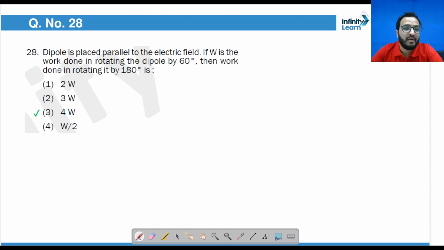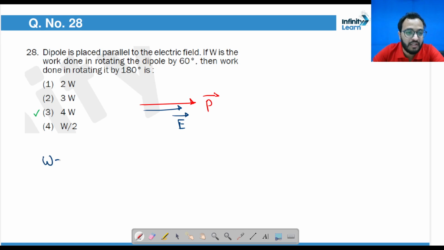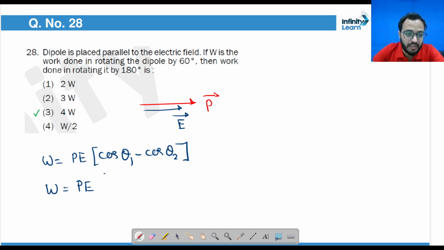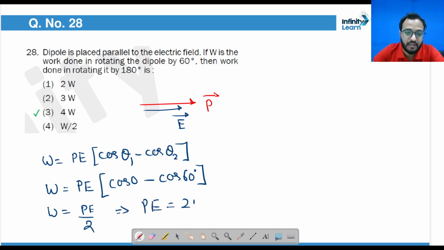A dipole is placed parallel to electric field, right? This is vector p and this is vector e. So what is the work done? The work done in rotating the dipole by 60 degrees is, see, work done is PE into cos theta 1 minus cos theta 2, right? So P into E, cos theta 1 is 0 degrees. So cos 0 minus cos of 60 degrees. Cos 60 is half. So work done is PE by 2.